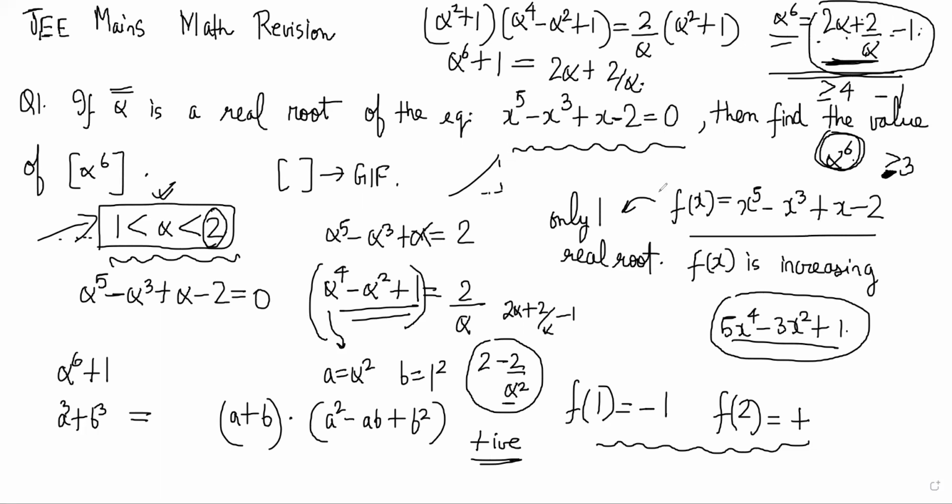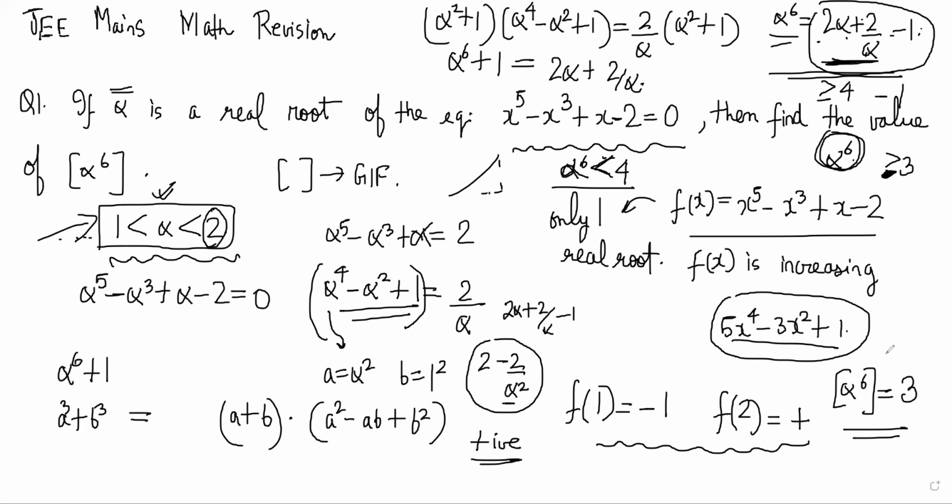But no, it's not 4. Alpha is not strictly becoming equal to 2. Alpha power 6 is going to be less than 4, because alpha is less than 2, right? So now you get the GIF between 3 and 4.